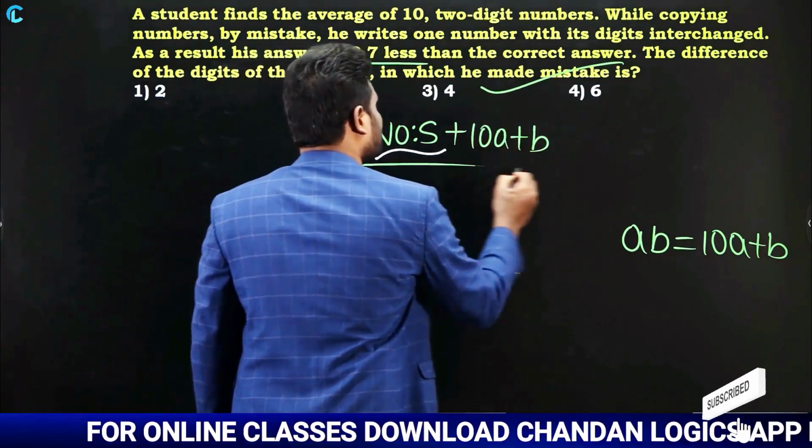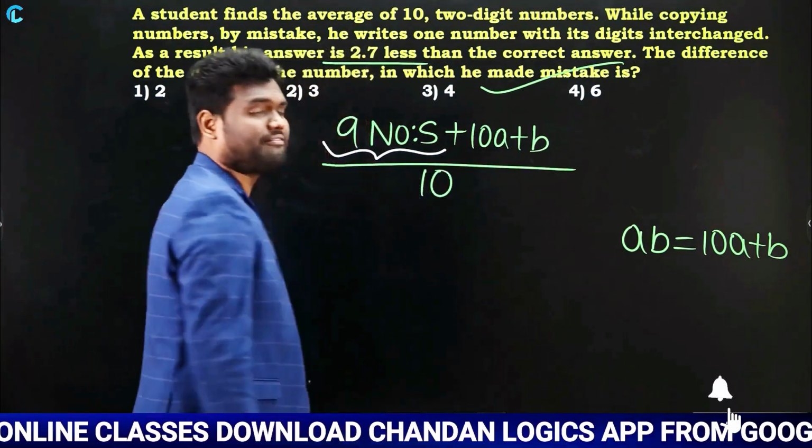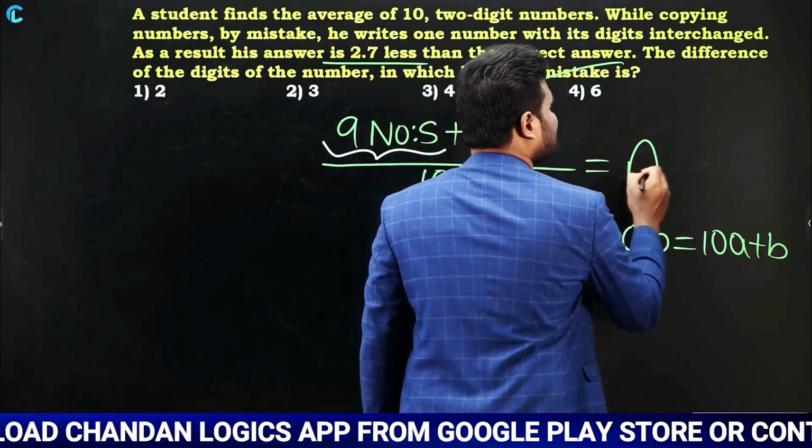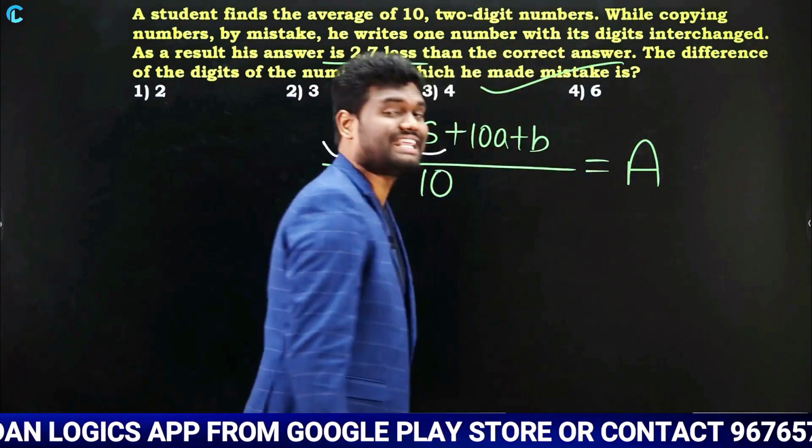Now as it is an average, divide by 10. In total you have 10 numbers, so divided by 10. Now what is the average of all these numbers? We do not know the average. Let us assume the average as A.